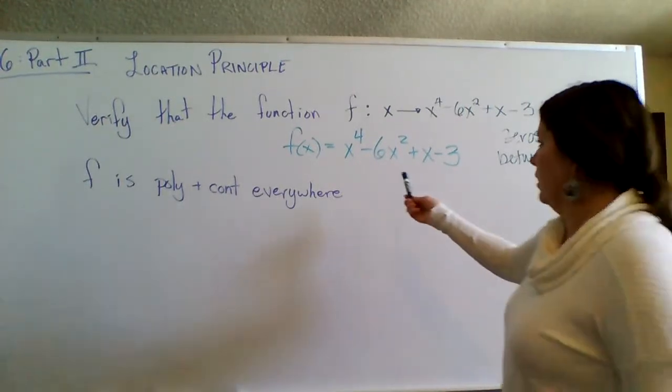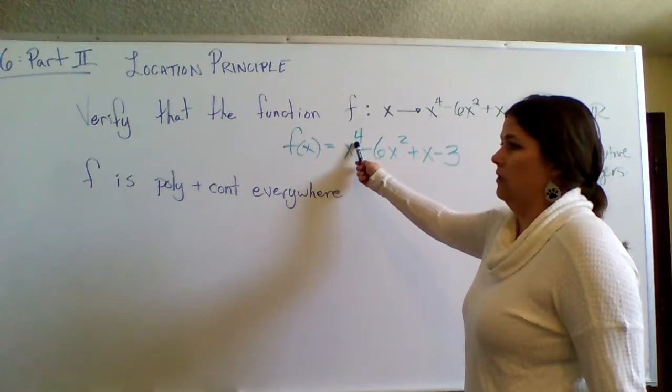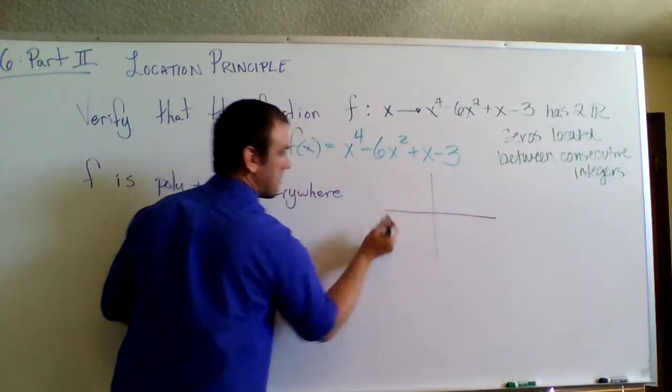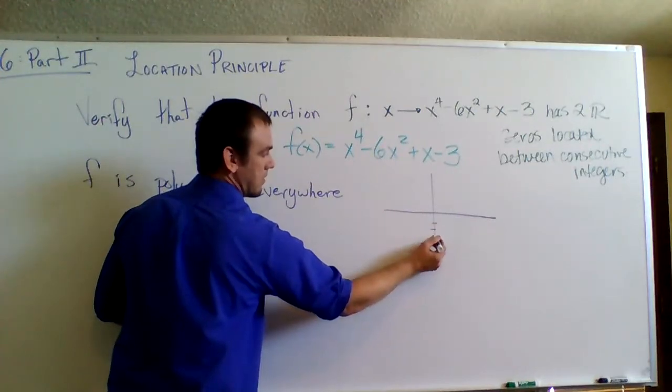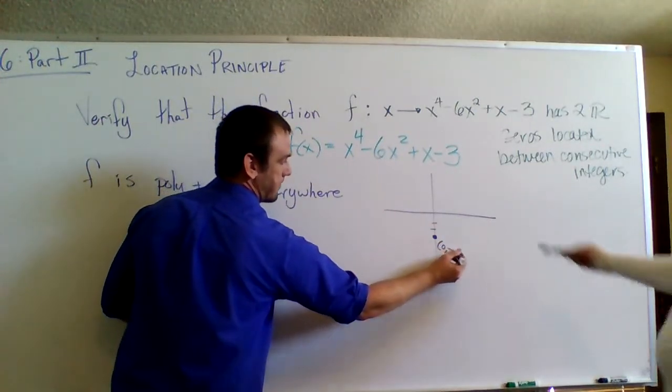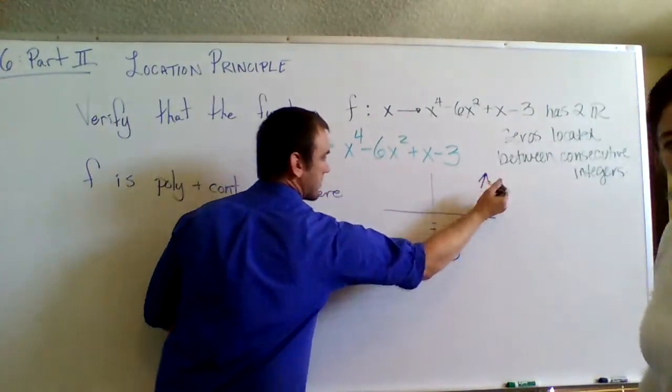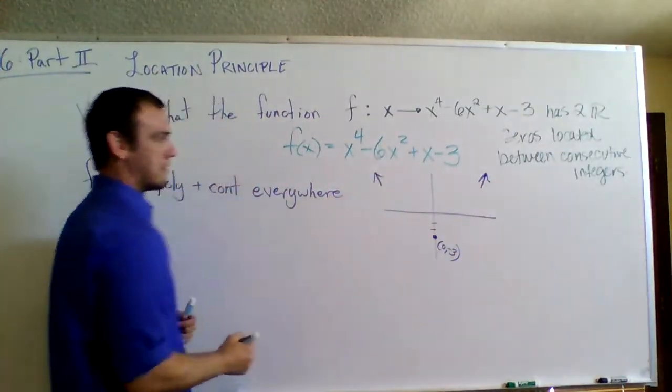Well, this is a polynomial, but it's not a cubic, it's a quartic. So if we just think about the general shape of the graph, it's an even degree, the y-intercept is at -3, and both ends go up, because +1 is the leading coefficient. So that would be our end behavior.